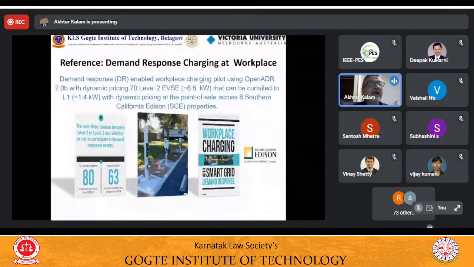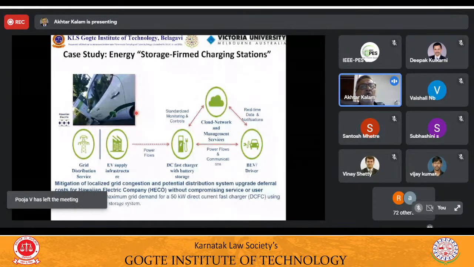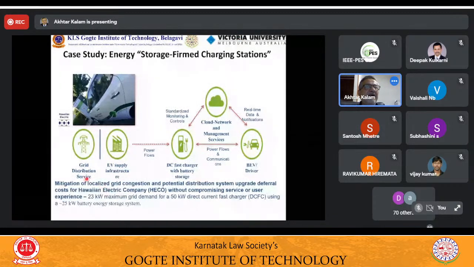Then this is another case study. You'll find a battery-enabled DC fast charger. You remember I was talking about DC fast chargers, where there are only 470 in Australia. This will be the V2G integration for regions where energy demand is high and power supply is limited. You will find that many companies, especially the Hawaiian Electric Company, have green lots. They have implemented it.